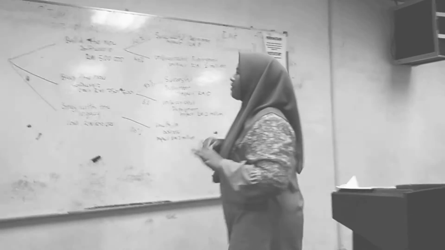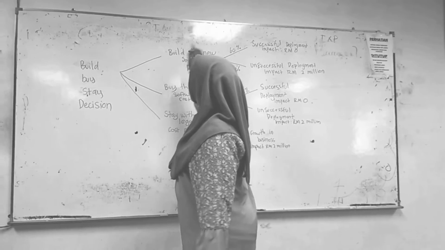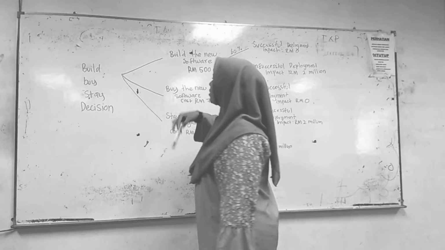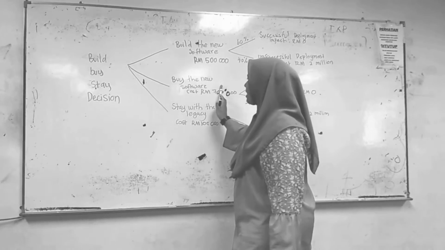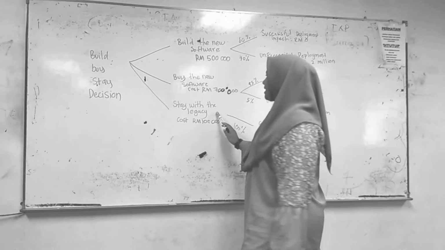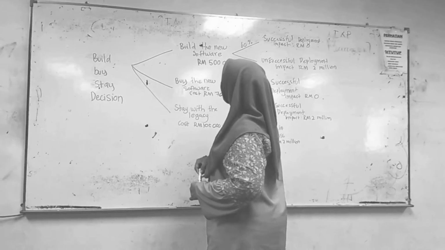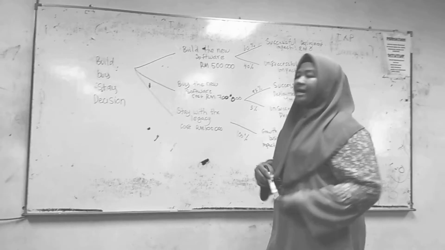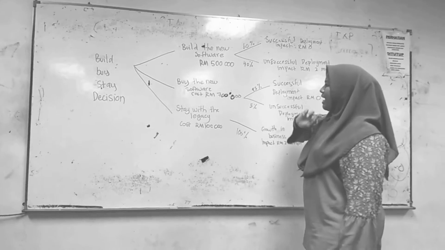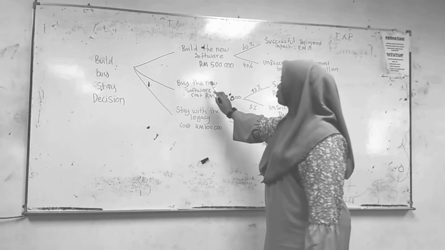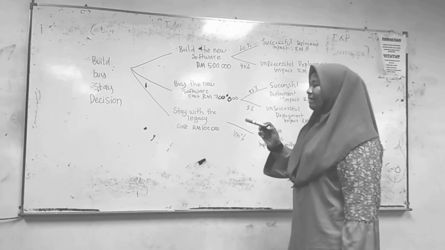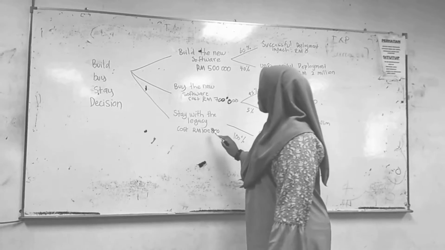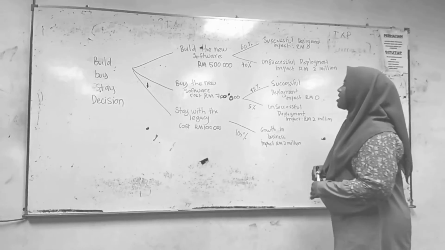So, an example graph. For this problem, for example, this company has a difficult decision whether they want to build the new software, buy the new software, or stay with the legacy. When they build the new software, it will cost RM 500,000, and when they buy the new software, it will cost RM 700,000. But if they stay with the legacy, it will cost RM 100,000.